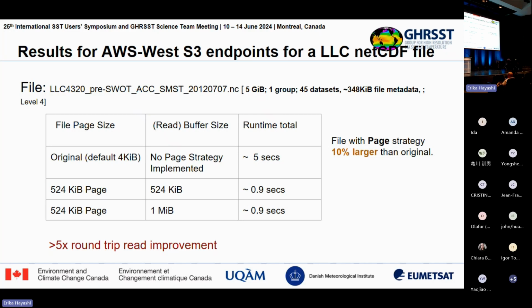And what I've shown here, there are 3 columns. The first one is the file page size. The first row is the original size, that's 4 kilobytes. Then we have the buffer size and the runtime total from this performance test, this end-to-end reading of the storage location offsets, and we're just wall clocking that. So the original one, with no page strategy implemented, we put on an S3 bucket. It takes 5 seconds to traverse that entire file. But if we optimize it with 2 strategies, 524 kilobytes or 1 megabyte, we're down to less than a second. So we've had a 5x round trip improvement.